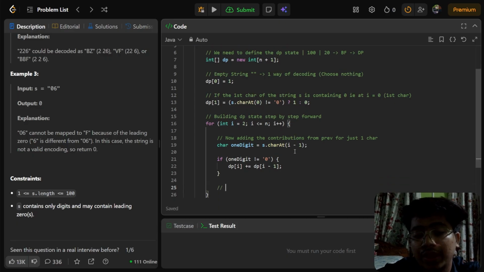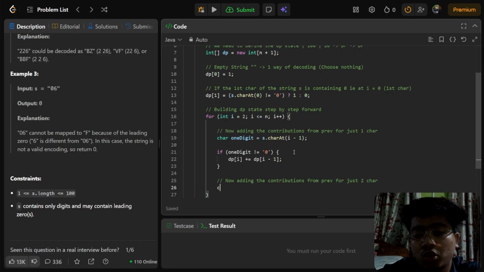Now we are extracting the 2 digit. Now adding the contributions for just 2 character. So first of all, we will be extracting the 2 digit character. We cannot extract it just like a character, because character is a 1 digit value. So we have to extract directly as 2 digit. So integer 2 digit. Notice we are extracting as integer because character will be of 1 only. That cannot be of 2 digit character.